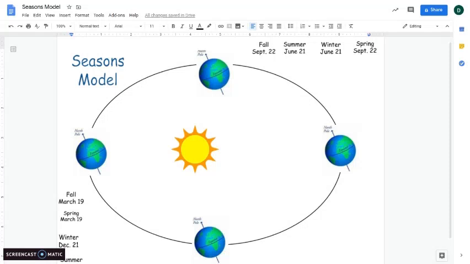Hey class, this video is going to be used to help you understand the reasons why we have the seasons. I want you to first take a look at the different Earths being shown. I want you to first take a look at the axis on each of the Earths on your screen. Do you notice anything with the axis on the 4 Earths that are being shown to you?